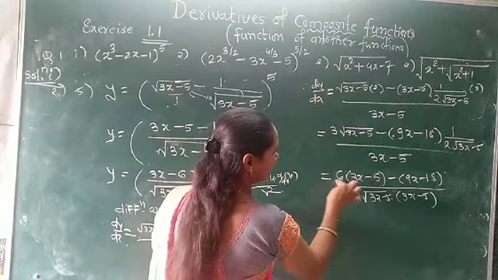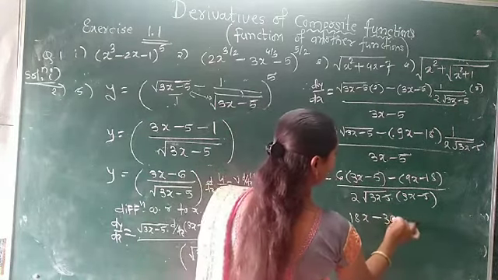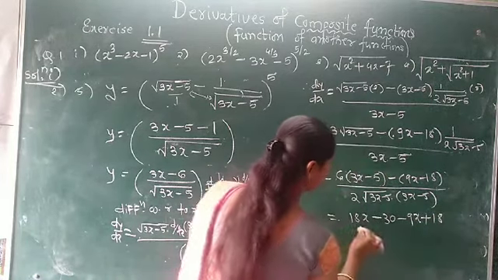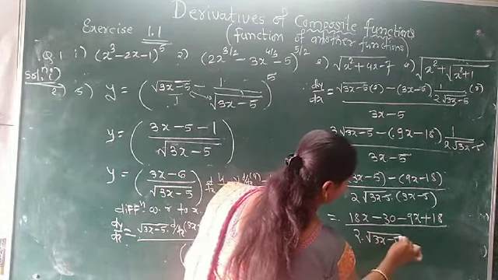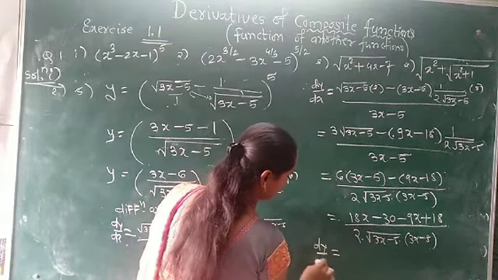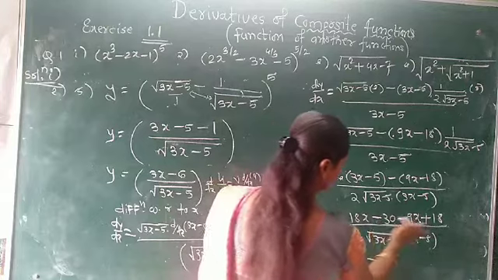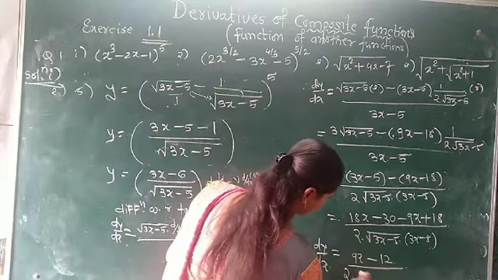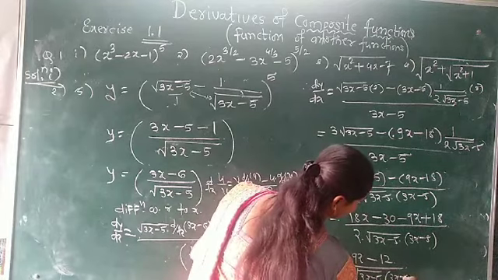So here again multiply this term. 6 into 3 which is 18x, minus 6 into 5, 30, minus 9x, and minus minus becomes plus 18, and divided by 2 into root 3x minus 5 into 3x minus 5. So simplify this term. 18x minus 9x which is 9x, and minus 30 plus 18 which is minus 12, divided by 2 into root 3x minus 5 into 3x minus 5.